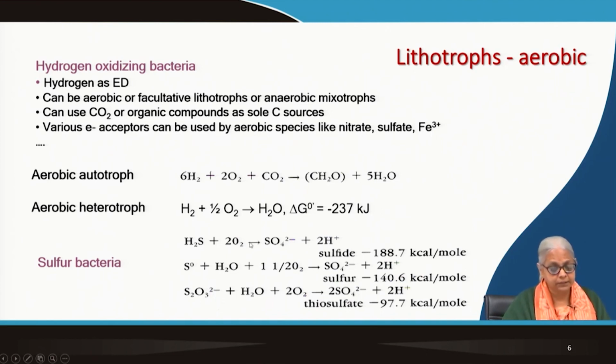So here we have examples of sulfur bacteria, which I've already explained in the previous slide. You can have hydrogen sulfide with oxygen going to sulfate. You can see the amount of energy released. Elemental sulfur going to sulfate, slightly less energy is released. In all of these cases, oxygen is the terminal electron acceptor and it's being combined with different electron donors, sulfide, elemental sulfur, or thiosulfate. In all cases, energy is released, the delta G values are negative, and therefore the organism can survive under aerobic conditions.